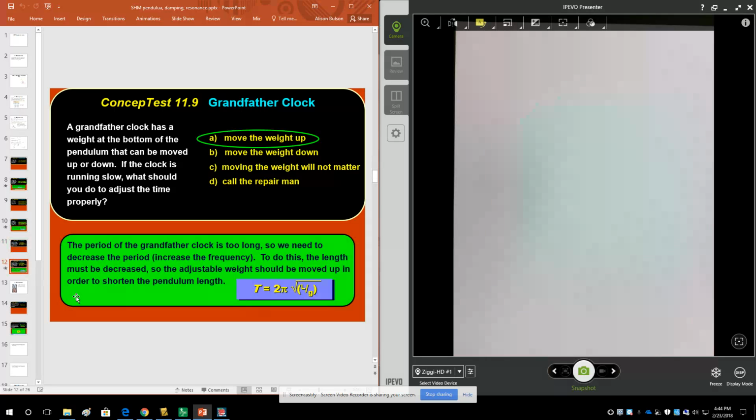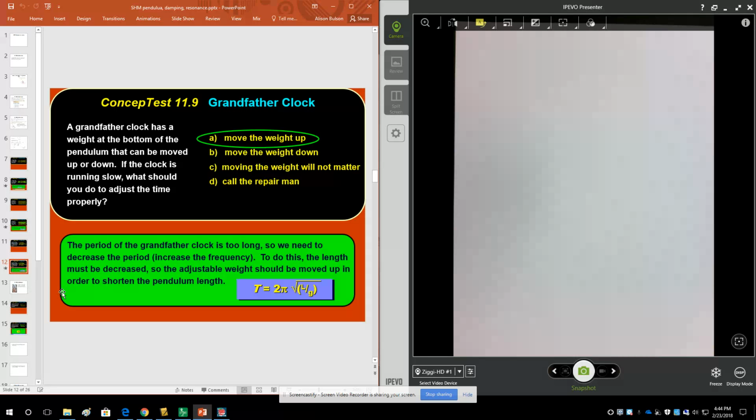If the period is too long, so if it's running slow, 1 second is a little bit longer than 1 second, right? It's ticking off something that's longer than 1 second. So we need to make the period shorter. And to do that, we need to make the length shorter. So we need to move the weight up to effectively shorten the pendulum, right? By moving the weight up, we move the center of mass of the weight a little bit closer to the axis of rotation, and that effectively shortens the length.